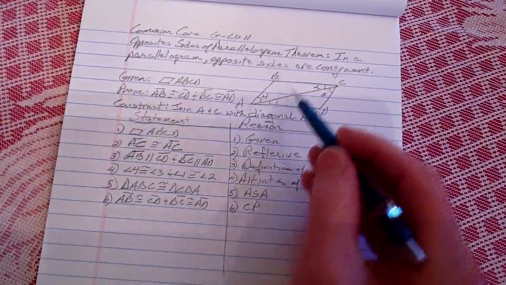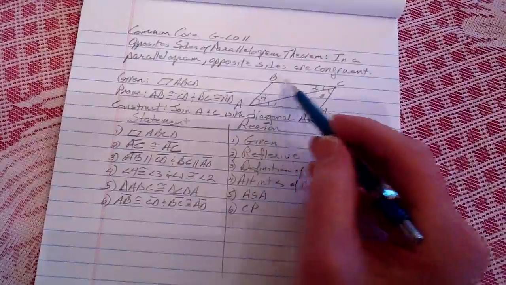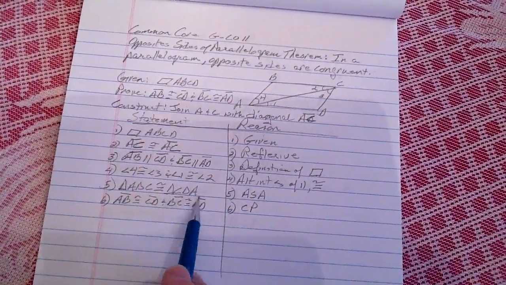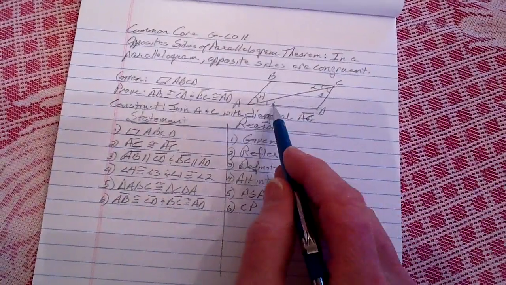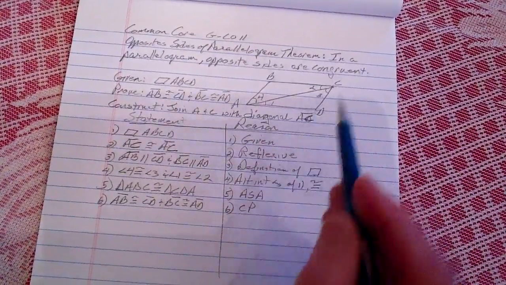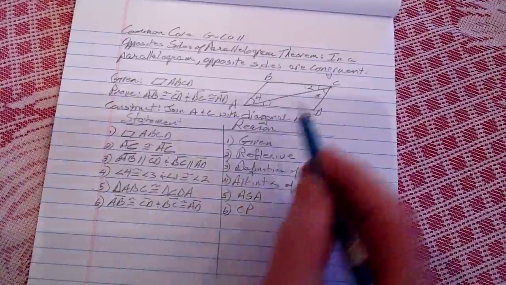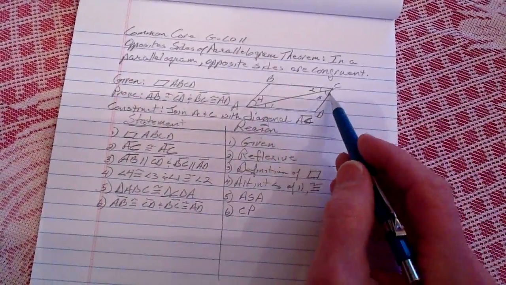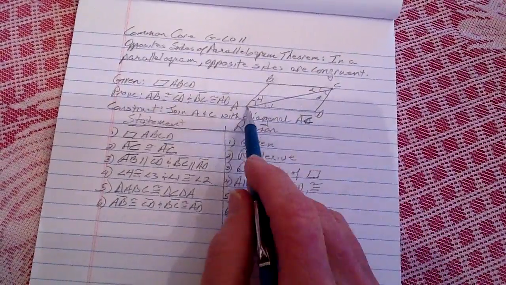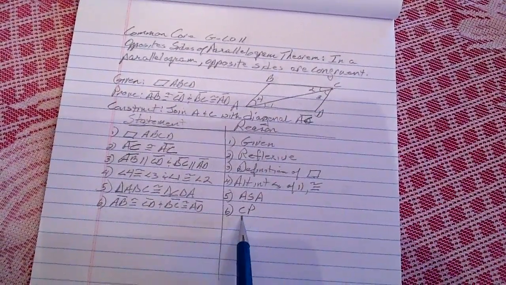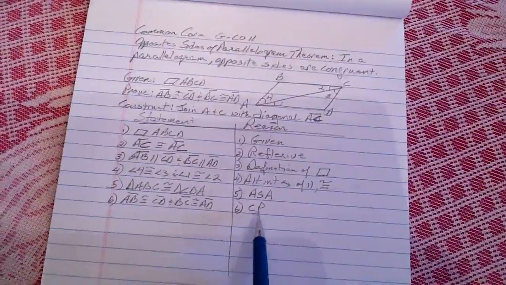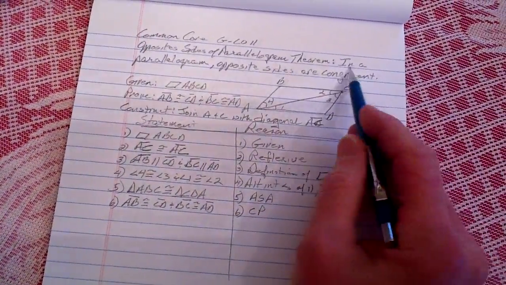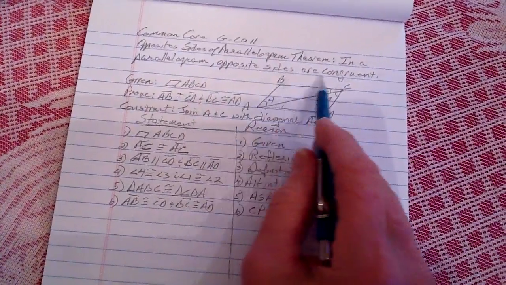Now from that we know that triangle ABC is congruent to CDA. These two triangles are congruent because of angle, side, angle. And therefore, following that, we know that the corresponding parts AB and CD, likewise BC and AD, are congruent because they are corresponding parts of congruent triangles. So therefore, we have now proven that in a parallelogram, opposite sides are congruent.